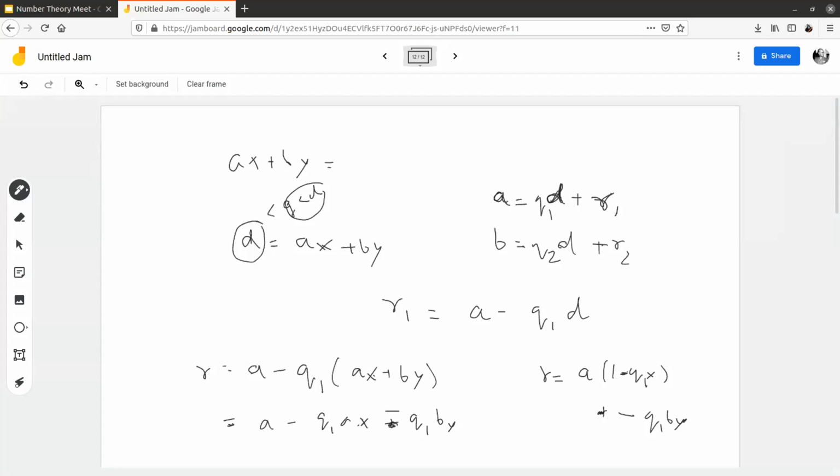So let's think about why this can't work. Why this should not hold. Why is this a contradiction? I mentioned that D is the smallest number that I can represent as this. Smallest natural number. D, A, B are natural numbers. X and Y are your integers.